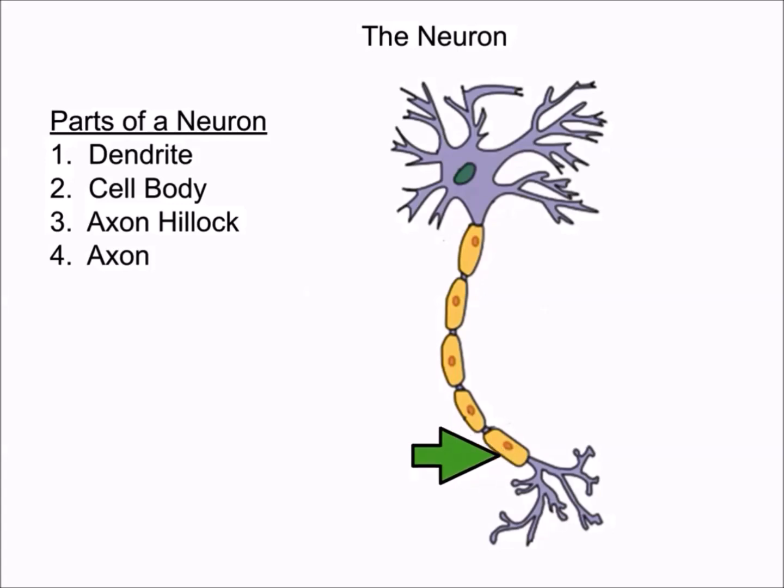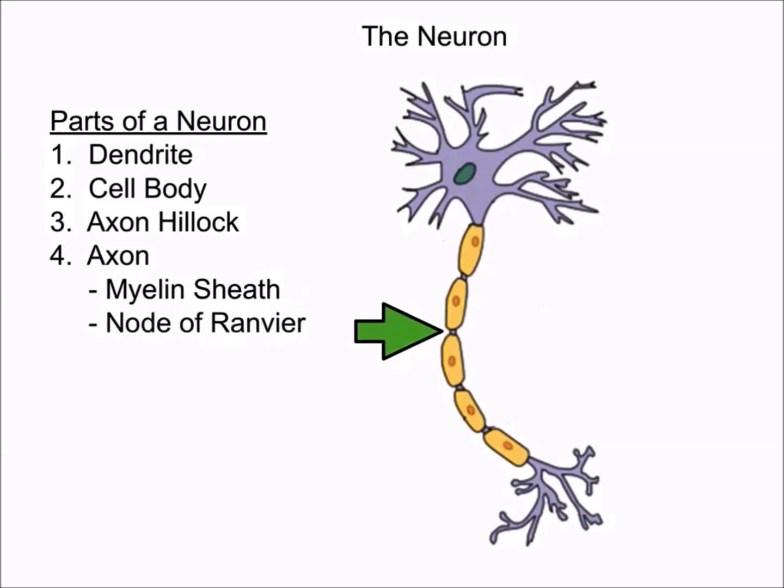Surrounding the axon is a covering called the myelin sheath. The myelin sheath serves as an insulator that prevents electrical current flow across the cell membrane. And between the myelin sheaths are gaps where electrical current flows easily, called the nodes of Ranvier. And the last part of a neuron is the axon terminal. The axon terminal is the end of the axon that synapses with dendrites of adjacent neurons.